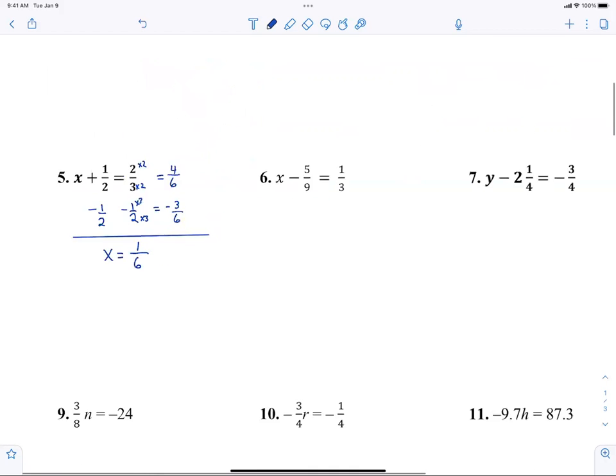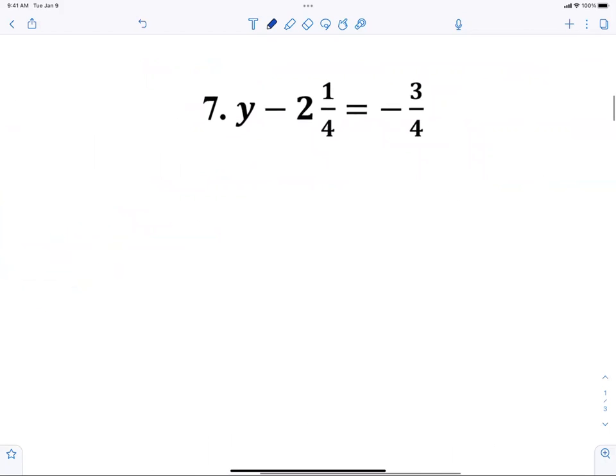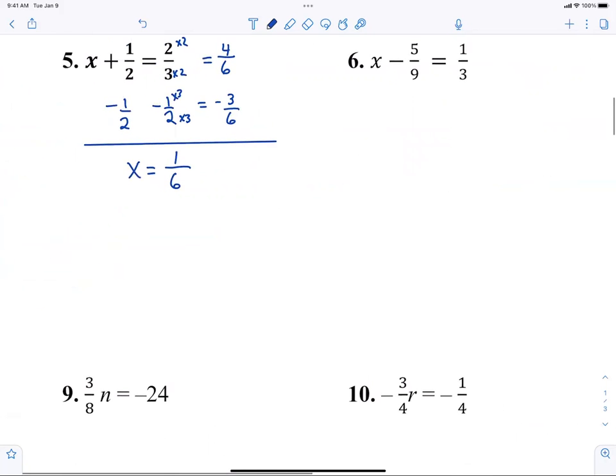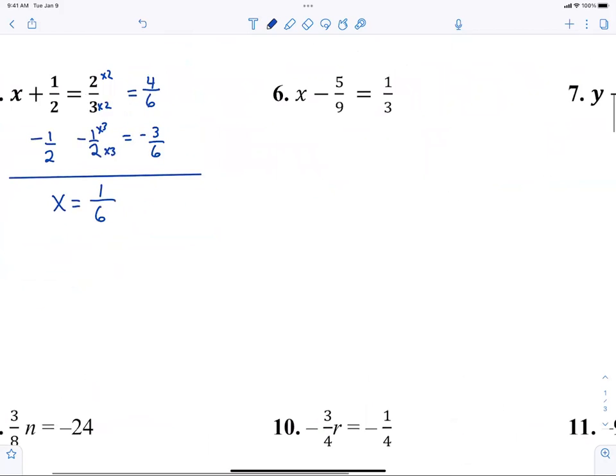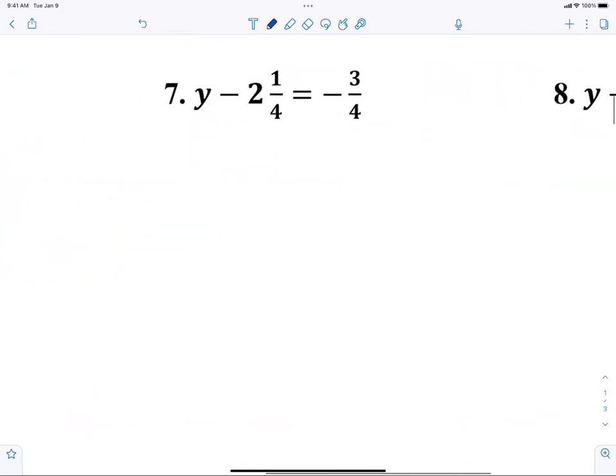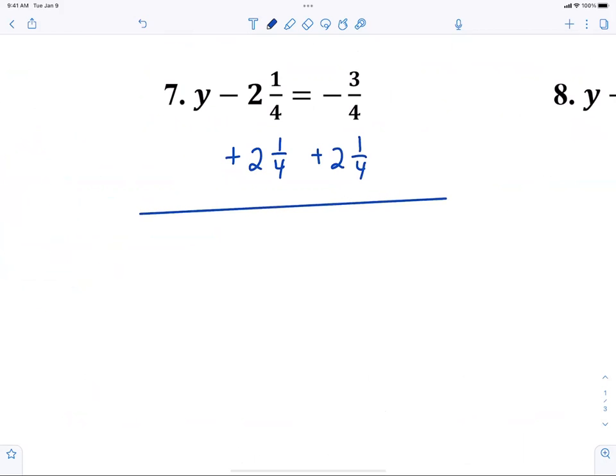All right, let's check out number 7. Did you get 1/6 by subtraction? Yes, ma'am, because it's 4 minus 3, correct? Is that good? Yeah. All right, so everybody's got to stay with me now on number 7. Now I have to add what? 2 1/4. Anybody have any issue with that so far? All right, now these cross out, so y equals.